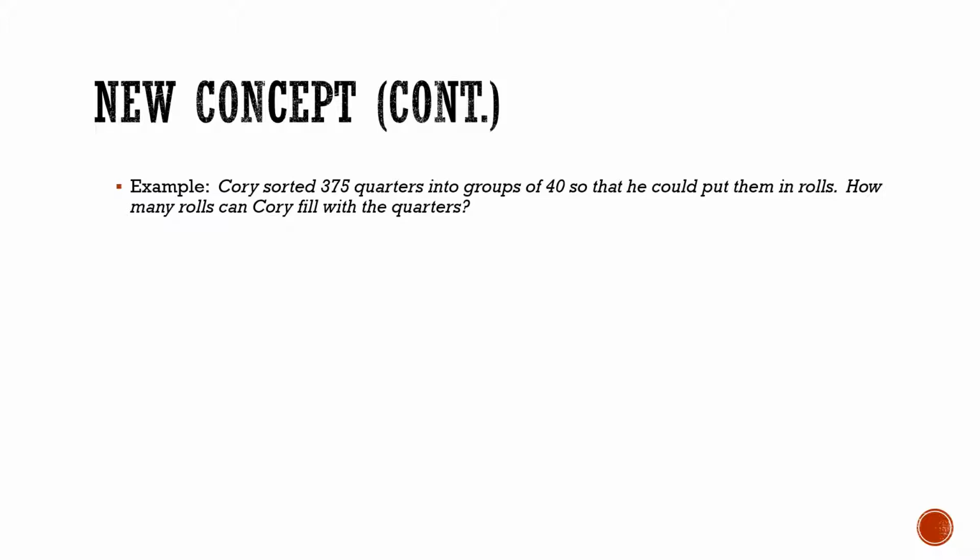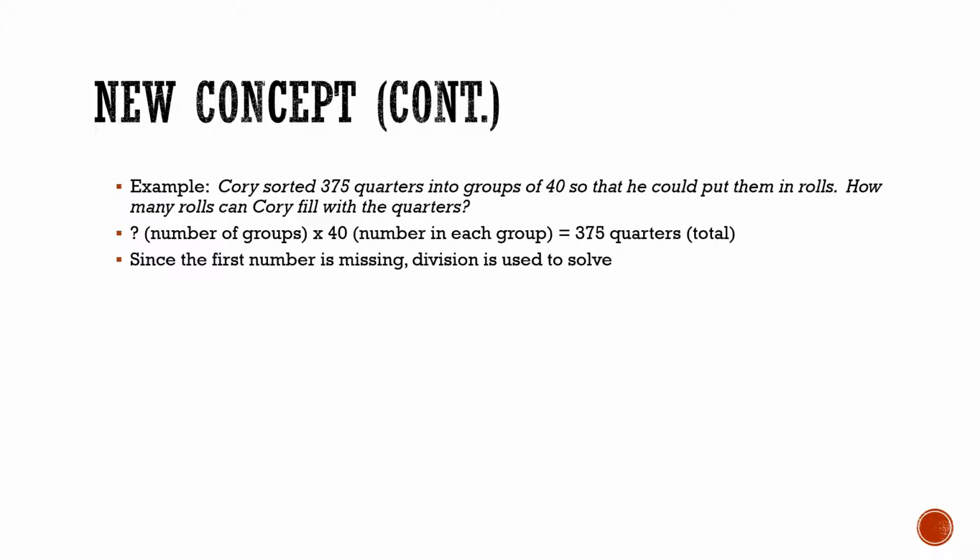So here's an example. Corey sorted 375 quarters into groups of 40 so that he could put them in rolls. How many rolls can Corey fill with the quarters? We don't know the number of groups. That will be the rolls of quarters. We know how many are in each group. There are 40 quarters in each roll. And we know the total number of quarters that Corey starts with, 375 quarters. So since we're missing the first number, we need to use division to solve. If we were to divide 375 divided by 40, we would get an answer of 9, remainder 15.